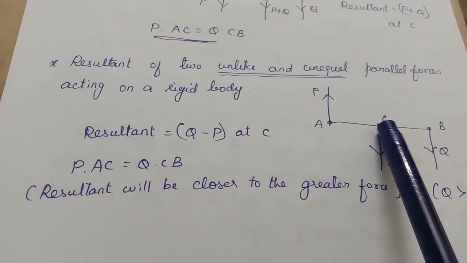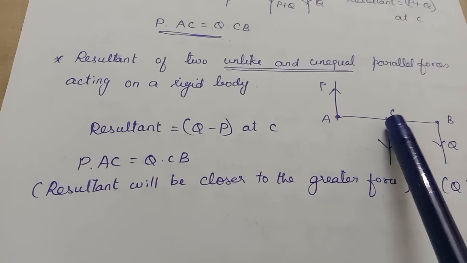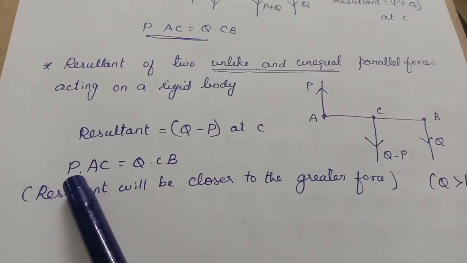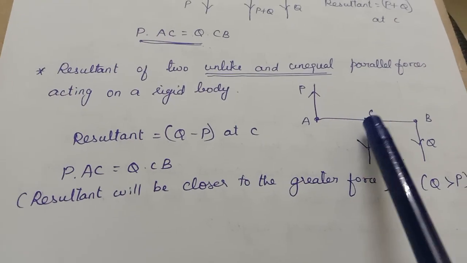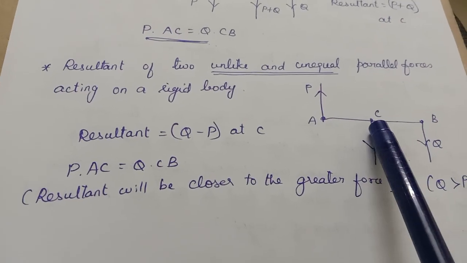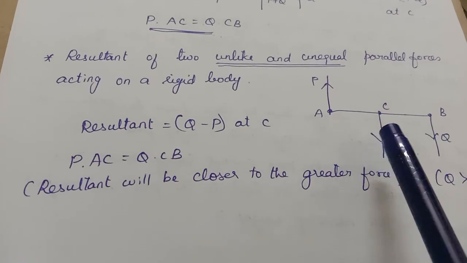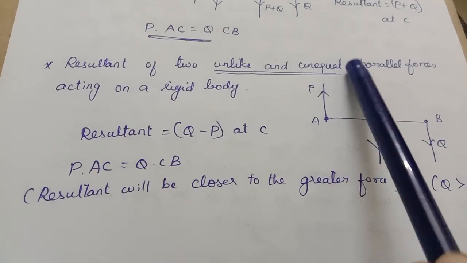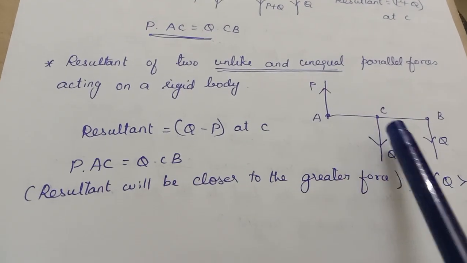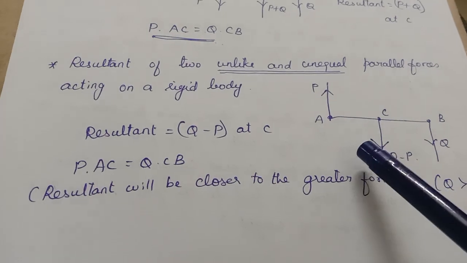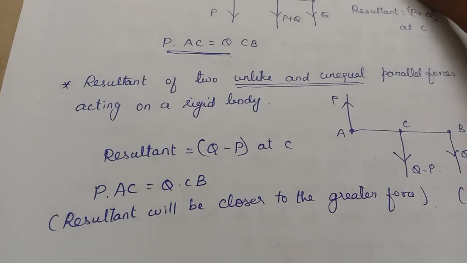acting at a point C where C is lying on the line AB. And C divides the line in the ratio like P into AC equal to Q into CB. The C will be closer to the greater force. Whichever force is greater, the C will be closer to that one. Why do we take unlike and unequal? Suppose the forces are unlike and equal, then the resultant will be 0. So for the most general case, we have taken unlike and unequal parallel forces.